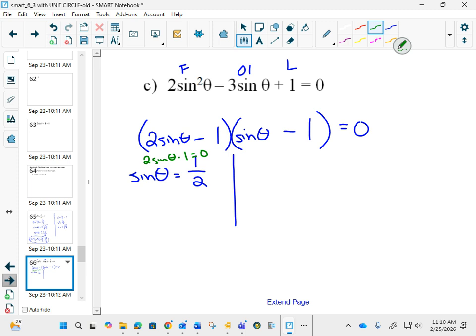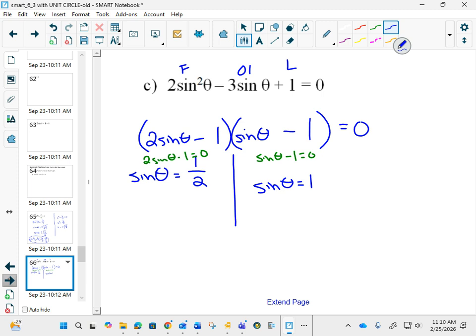If the second one was equal to 0, and again, normally we don't write this step in green, but this is what we think in our head. If it's equal to 0, does it make sense that sine theta would equal 1?